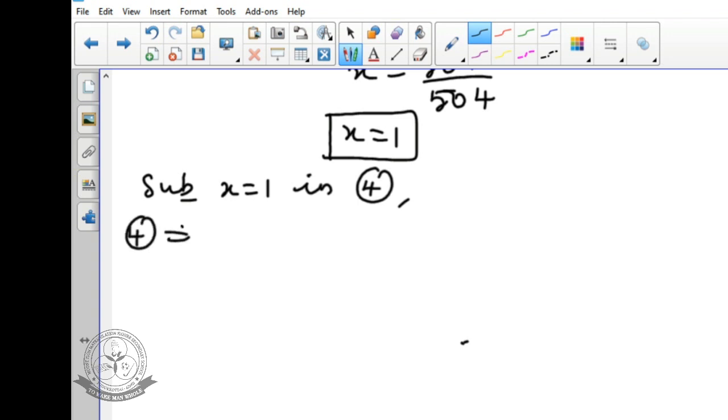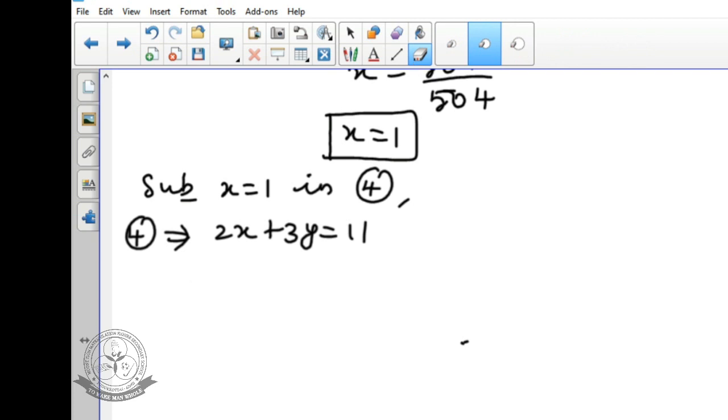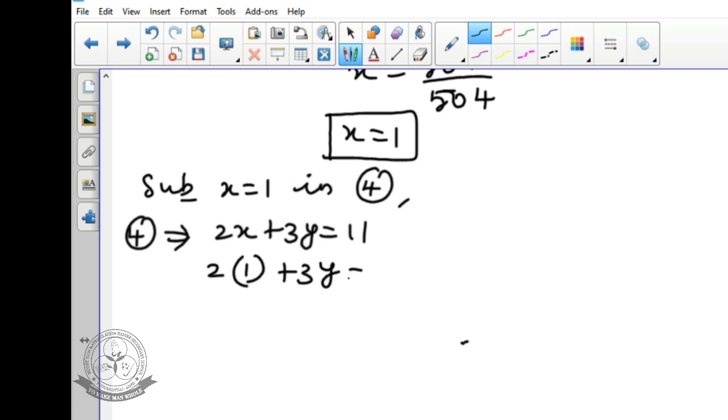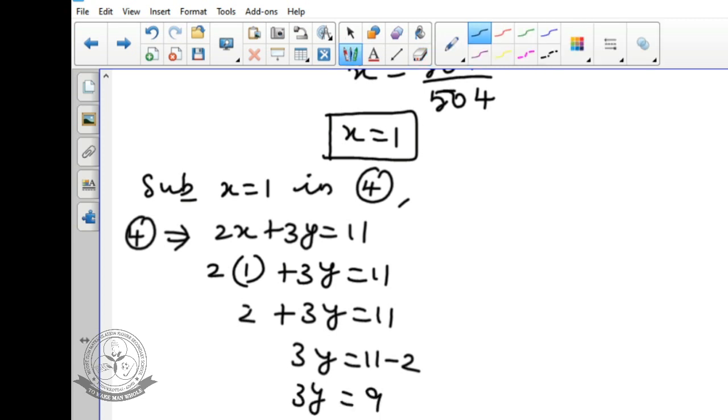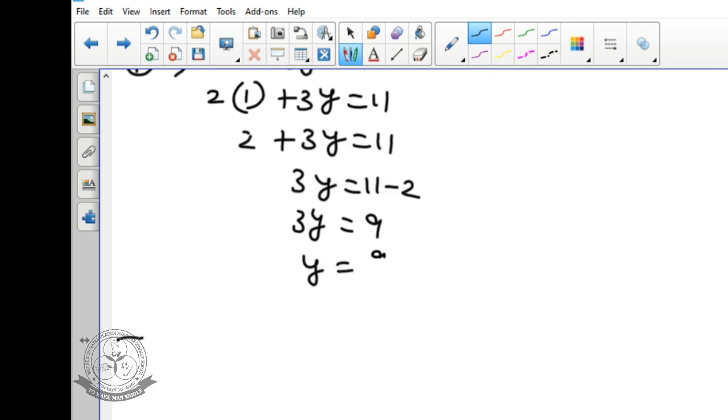Our fourth equation is what? 2x plus 3y equal to 11. Here you have to substitute 2 into 1, so 2 into 1 plus 3y equal to 11. 2 into 1 is 2, plus 3y equal to 11. So 3y equal to 11 minus 2, so 3y equal to 9. So y equal to 9 by 3, so y equal to 3.